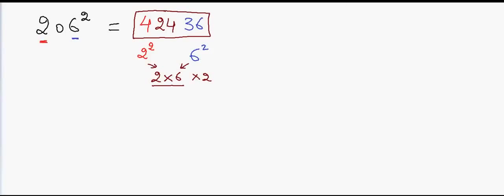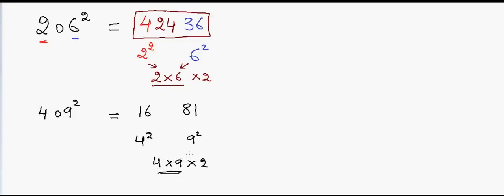Let me take another example. Suppose I have 409 and I want to do a square. In that case, 4 square is equal to 16, 9 square is equal to 81, and 4 into 9 into 2, so 9 into 8, that is 72. So the answer is 167281. So that's our answer.